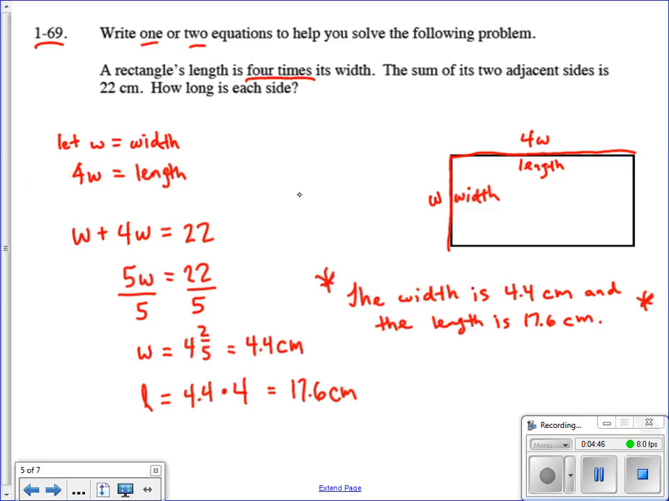If you try to do it with two equations, that can also have been done there. I believe the equations would be L plus W equals 22, and we would have said then that L equals 4W. I'm just throwing that in there in case anybody did it with two equations. That's how you would solve that if you use two equations.